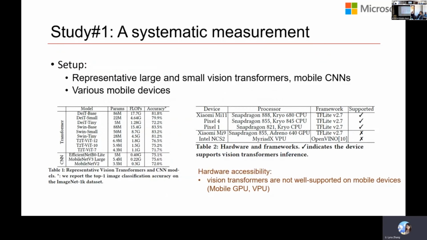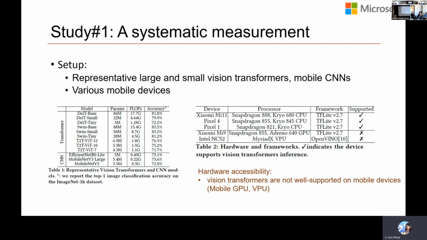We now start from the setup of study 1. As shown in Table 1, we collect a set of representative large and small vision transformers as well as 3 mobile CNN models. They are used for performance baselines. Table 2 lists out the considered hardware and the corresponding frameworks. We studied 3 mobile CPUs, 1 mobile GPU, and an edge VPU.